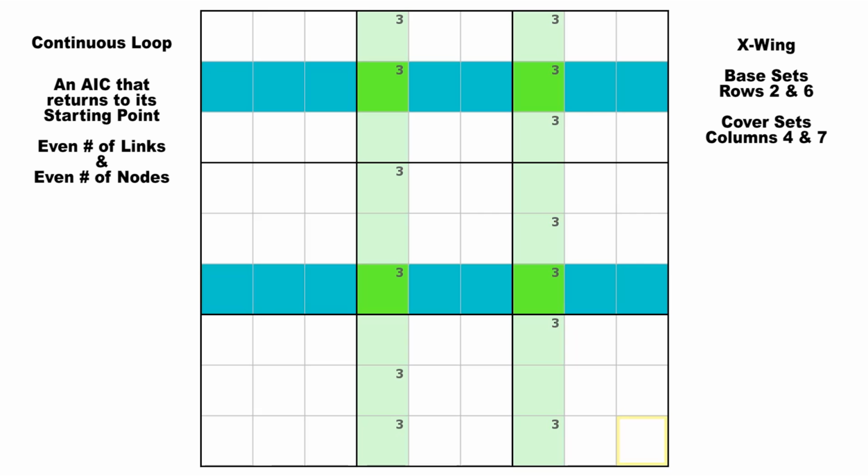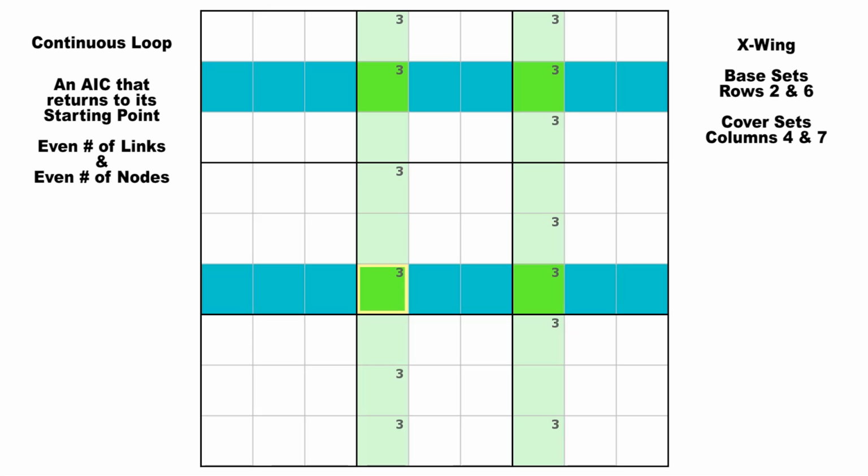Here in this diagram, we have an X-wing on candidate 3 with the base sets in row 2 and row 6, and the cover sets in column 4 and column 7. And so we know that one of those 2 3s in the green cells in row 2 has to be true, and one of the 2 3s in the green cells in row 6 has to be true. So the only way this can be solved is either like this or like this. So one of those green cells in each of those columns must contain a 3, and that's why we can eliminate all those other candidate 3s from those 2 columns.